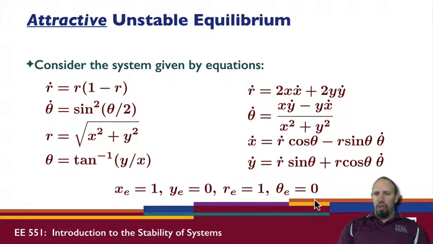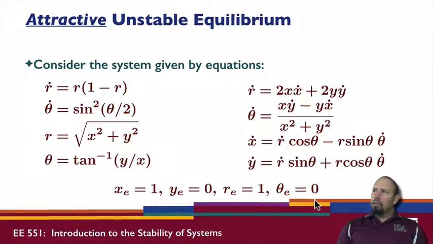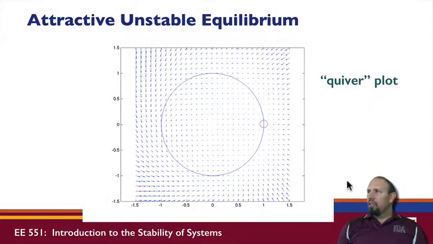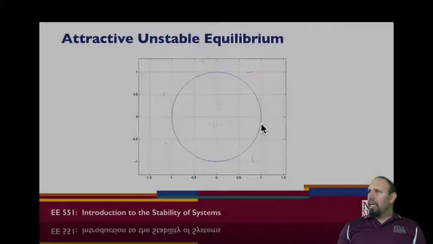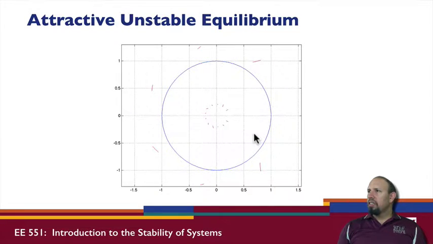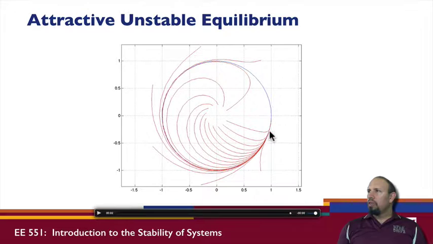This is the kind of response that we get. Here is our equilibrium point. Here are some example responses for the system. Notice that all of the signals converge here. But the reason this is called an unstable equilibrium is because if I start really close to this point, it won't go directly to it. It'll go away from it first, and then it'll come back. So it's actually an attractive unstable equilibrium.